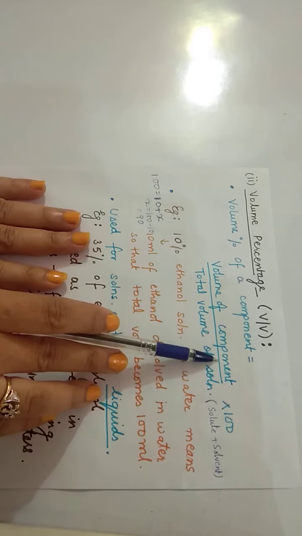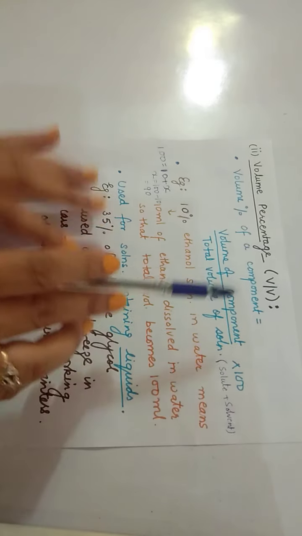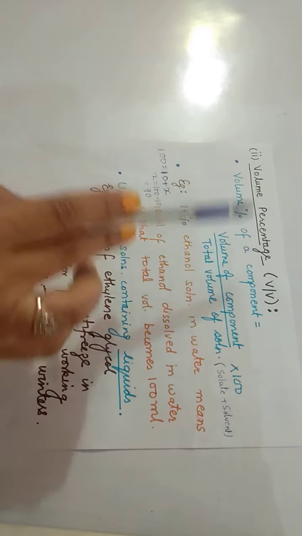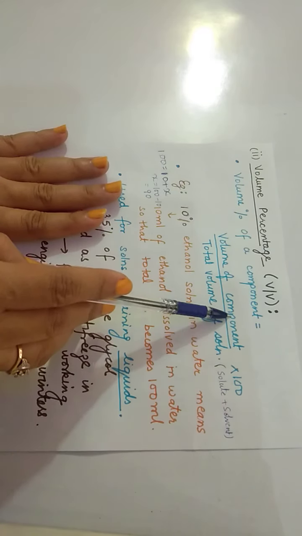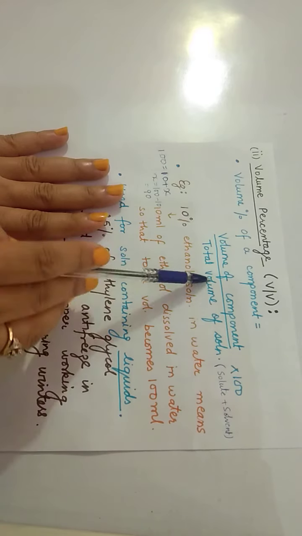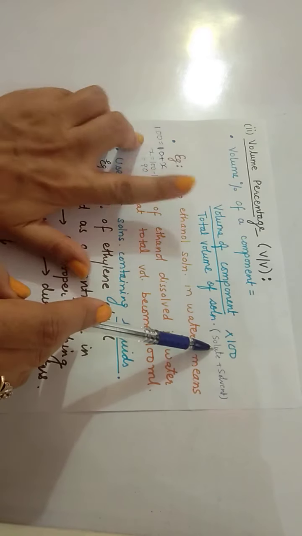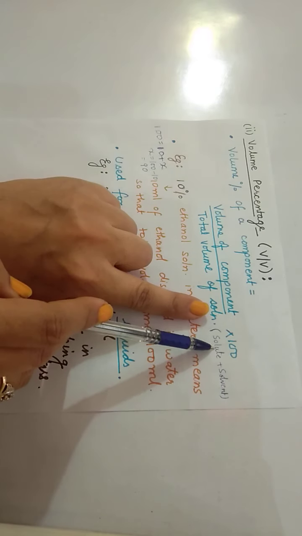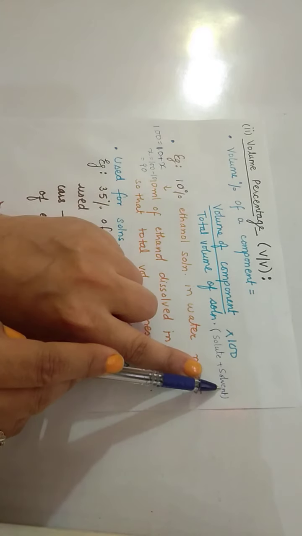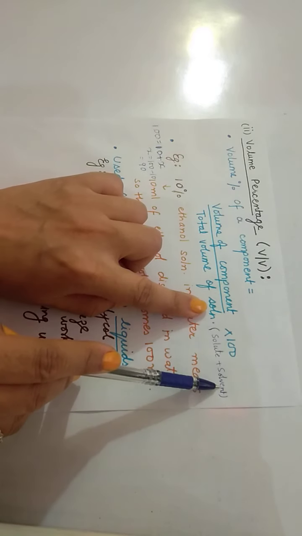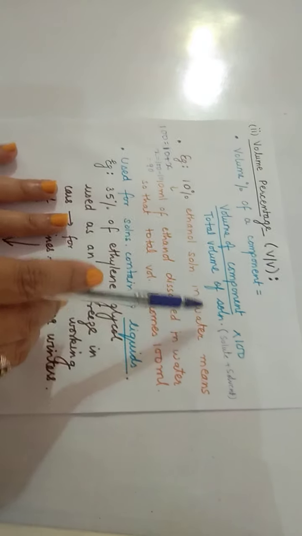Now the volume percentage of a solution is equal to the volume of component divided by the total volume of solution into 100. Suppose you need to find out the volume percentage of the solute. Then it will be the volume of solute in ml divided by the total volume of solution, also in ml. The solution is made by mixing solute and solvent, so volume of solute plus volume of solvent is equal to volume of solution, into 100. So this is the formula.